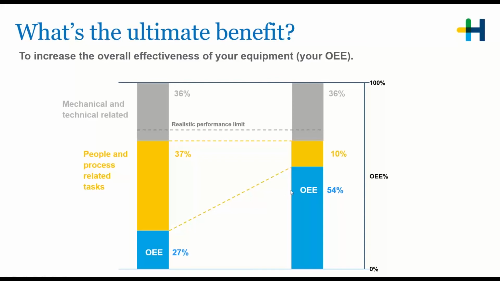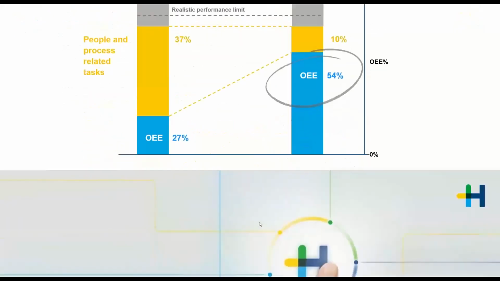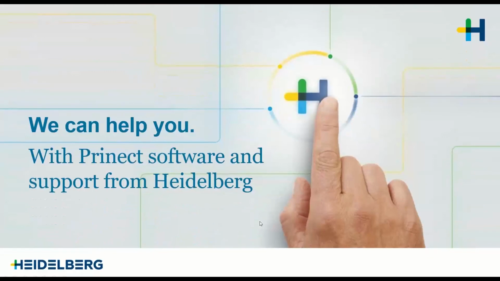The real gains we've identified is actually in reducing these people and process related tasks. We get that down to 10%, we could increase your overall equipment efficiency up to 54%. So we feel that by focusing on software and better working practices and support from Heidelberg, we can help you achieve these goals.